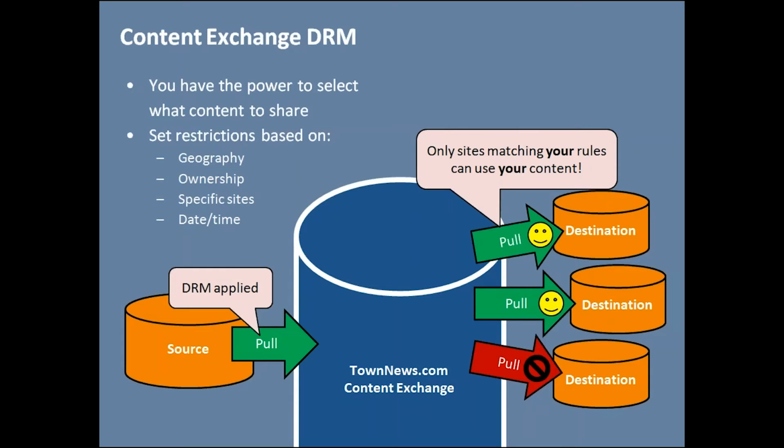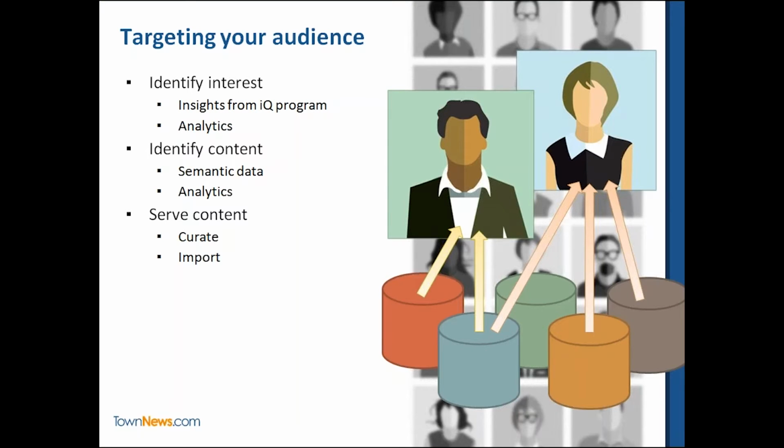Another key piece of software that we use for the content exchange is our DRM software. What DRM does is allow you to restrict who has access to your content. There are several different ways you can do it. There's geography, you can restrict it by domain, or you can restrict it by a newspaper group. You can also add date and time embargoes. We outlined how this flows. As a source site, we pull the content into the content exchange, and as the different destination sites try to pull your content into their site, if they don't have access because you've restricted them with DRM, they won't be able to add that piece of content to their site.